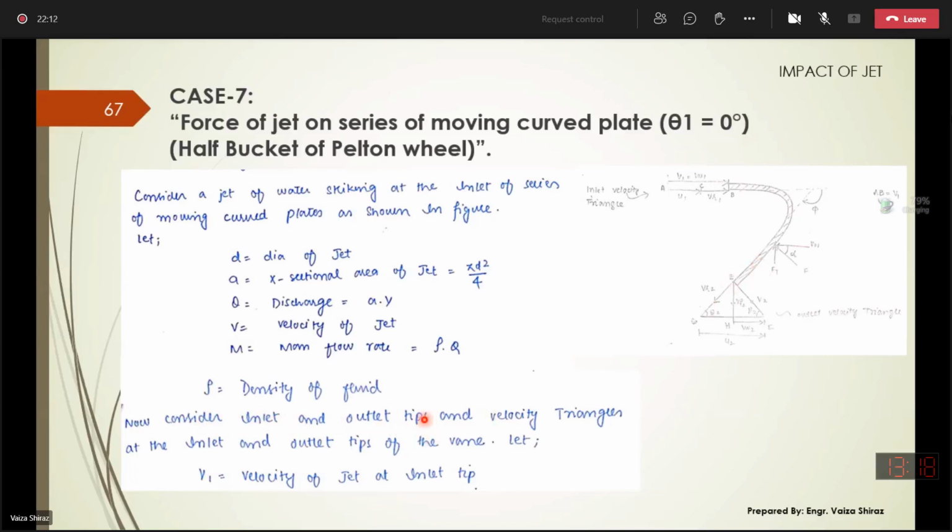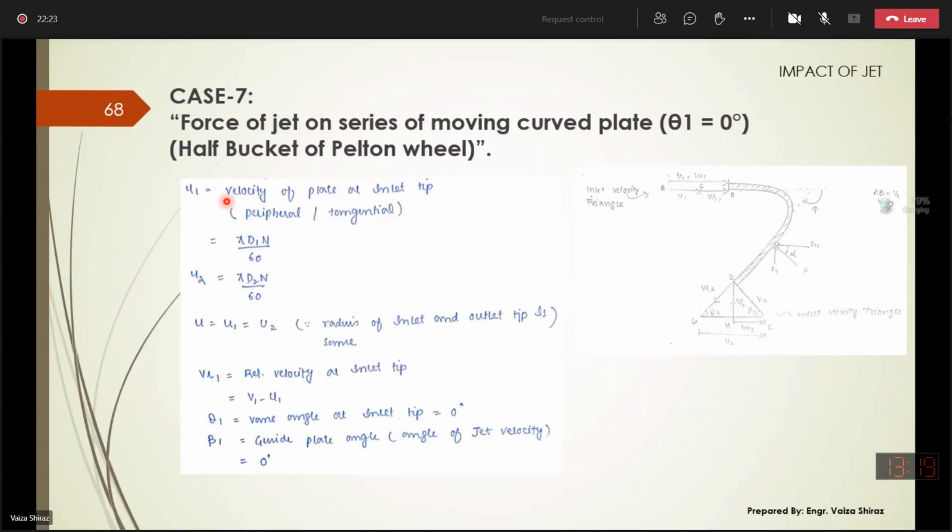Now consider inlet and outlet tips and velocity triangles at both the tips. Now these are all the same parameters that I have discussed with you, but they are written over here for your reference. So V1 is the velocity of the jet at the inlet. U1 is the velocity of the plate at the inlet tip. This is the peripheral velocity. Peripheral velocity means the velocity which is available at the periphery of any surface. So the velocities at the periphery or tips of the outlet tip and inlet tip are your U1 and U2. So over here we will consider that these two are the same.